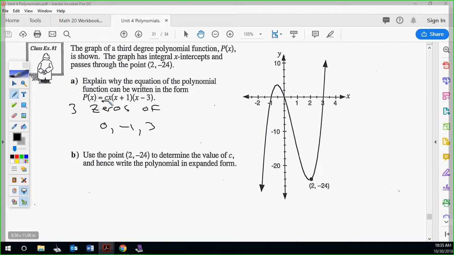When you solve this, it's -24 equals c times 2 times 3 times -1. I'm just going to write the numbers: 2 plus 1 is 3, and then 2 minus 3 is -1. This actually gets simple pretty fast, doesn't it? Because -24 equals -6c. And so then we can see that c is 4.